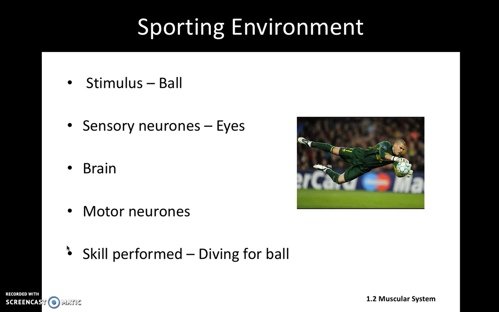An easier way to understand this process is with a sporting example. So, if you were to take a goalkeeper, then their stimulus would be a ball coming towards them. Their senses, which in this case will predominantly be their eyes, will recognise the stimulus, and the sensory neurons will deliver the sensory input into the brain.